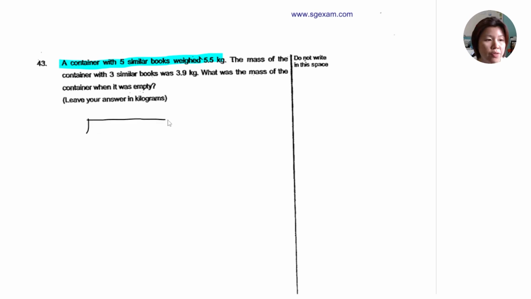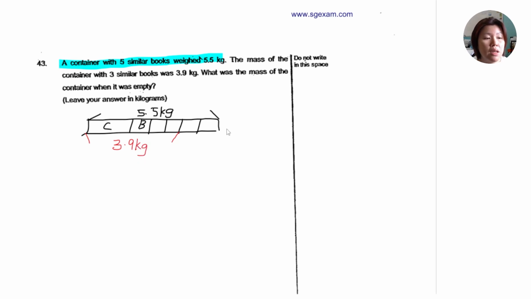So we must have a long one, which is the container, and 5 books is 5 units. 1, 2, 3, 4, 5. This is books, B. So this is 5.5 kg. And then the other one is a container again, but now it's with 3 books. So I can indicate the container with 3 books is 3.9 kg.